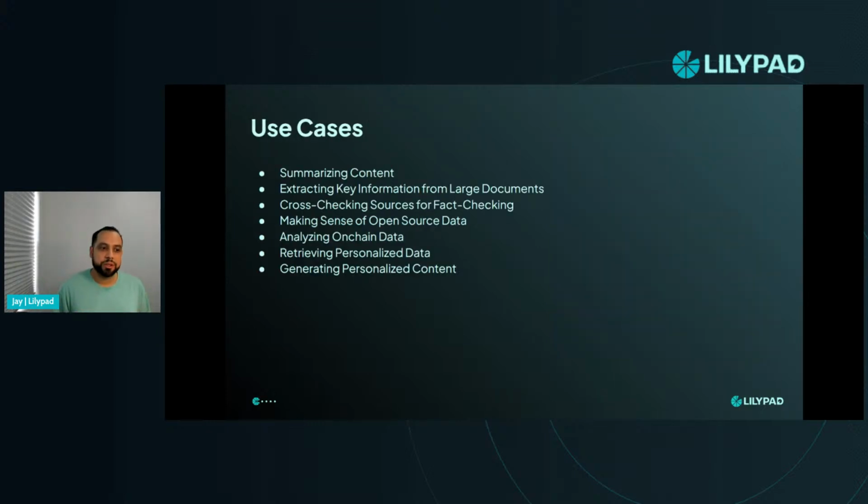When do you really want to use this? One good use case is summarizing content. You have a huge piece of text, you want to just copy and paste it into there, summarize the context, and get those points. Extracting key pieces of information, if you're looking for citations, that kind of thing.